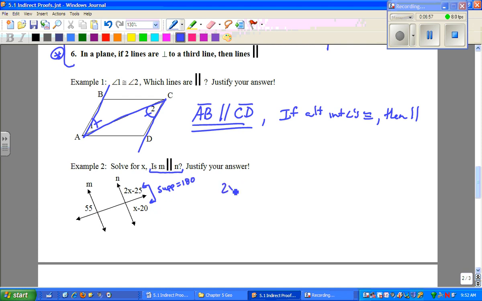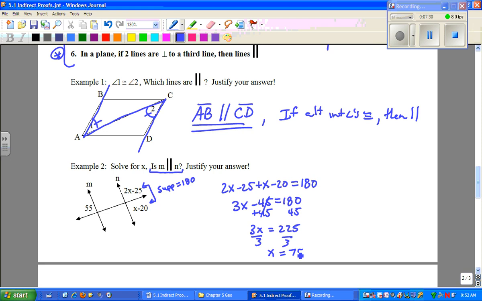So we can set 2x minus 25 plus x minus 20 equal to 180. So we get 3x minus 45 equaling 180. Add the 45 over. We get 3x is now equal to 225. We divide by 3, so x ends up equaling 75.